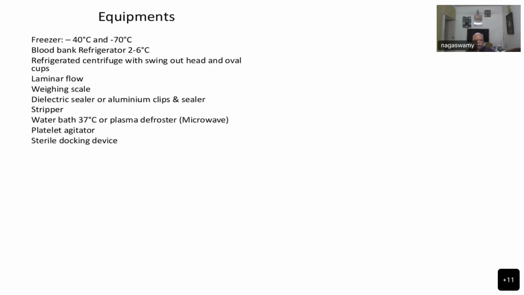Coming to what equipment we need for separating this, we need a freezer which can go from -40 to -70 degrees, and there should be a blood tank with a refrigerator of 2 to 6 degrees. And a refrigerated centrifuge with a swing out head and oval cups should be available. Laminar flow, weighing scale, dielectric sealer, aluminum clips and sealers, stripper, water bath, platelet agitator, sterile docking device. These are all the equipment that you will find in a well-equipped blood bank for separation of blood products.